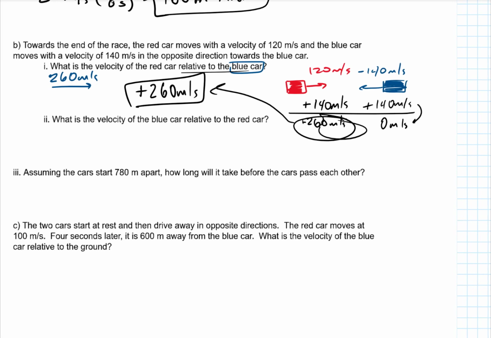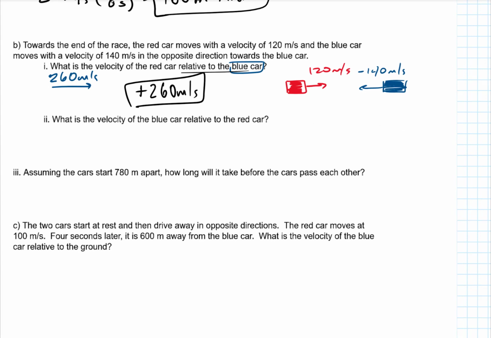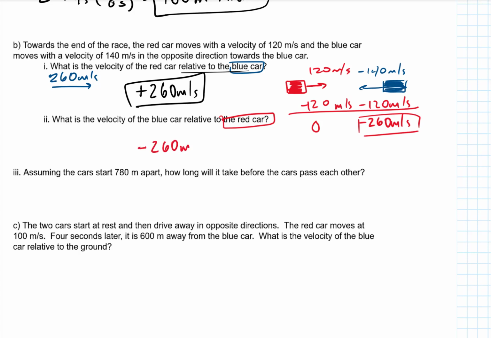So if we're going to do the same thing relative to the red car, mathematically speaking, what we want to do is get the red car to have a velocity of 0. So I would subtract 120 meters per second from the red car to get into looking at how the red car sees things. But if I want to look at how the red car sees things, I have to subtract that 120 meters per second from everything. So negative 260 meters per second. And that's how I would get the blue car's velocity relative to the red car, negative 260 meters per second.